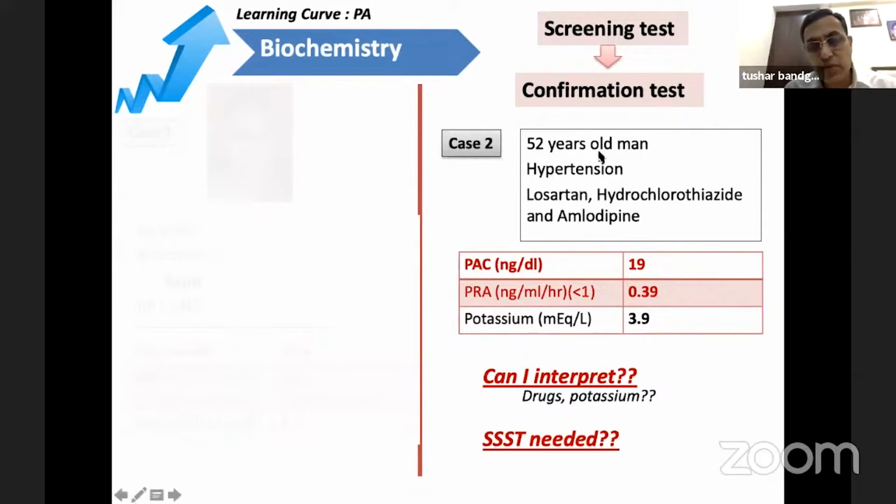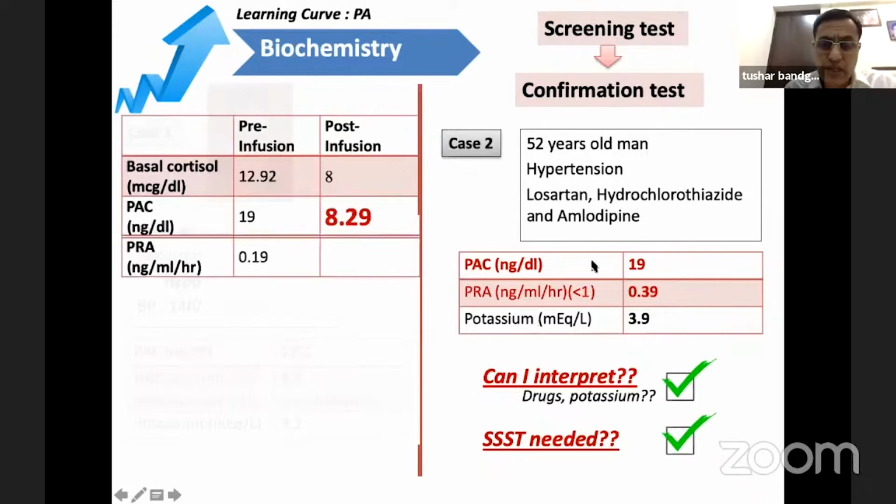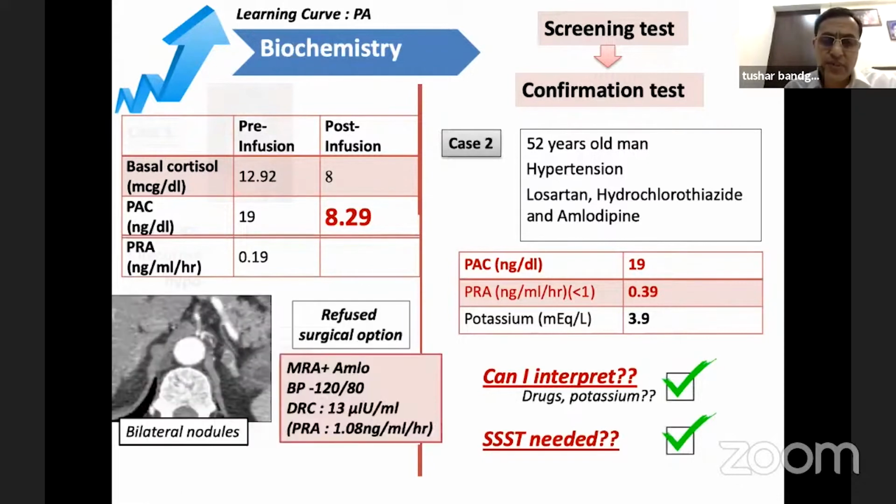When you talk of the second patient who's on 3 drugs, renin is suppressed. In spite of these drugs being there, if renin is suppressed, that means you can interpret this particular test as a positive test, and then we go ahead and do a confirmation because the levels are not that high. Aldosterone level is less than 20. That's a cutoff which is arbitrarily put there, and we do a confirmation test which says that it's not really suppressed. It doesn't get suppressed. That means PA is confirmed. Do an imaging. Imaging shows bilateral nodules, and the patient is put on medical therapy.